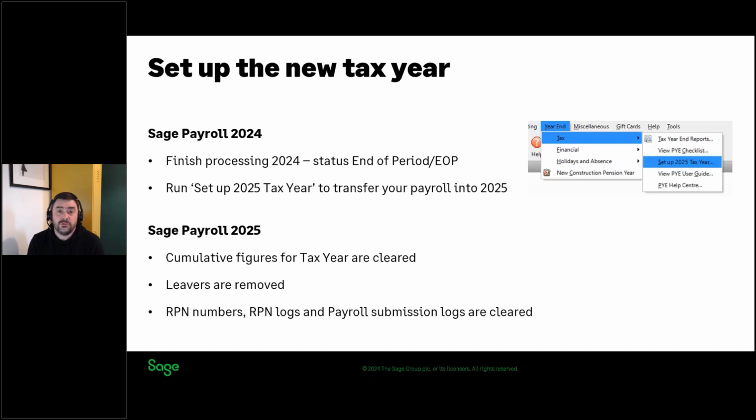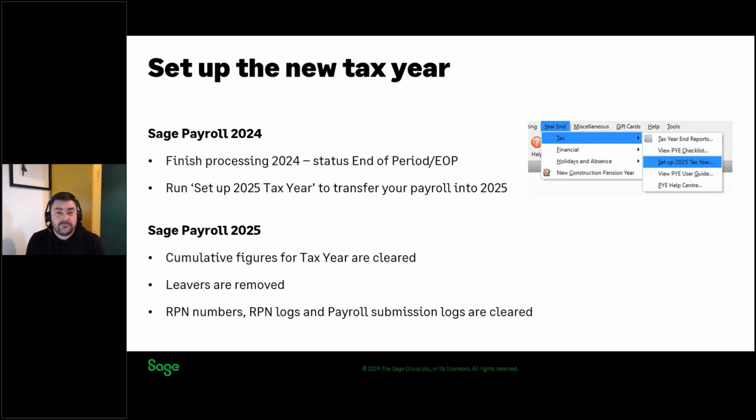Now, it is possible to set up 2025 at end of period for an earlier period in the year, but be aware if you do that, it could cause discrepancies in financial balances moving into the new year if your financial year doesn't start in January. And if you've taken on any new starters or leavers since the point you did that transfer, they won't be correctly copied across either. So what you should do is wait until you finish your last period of the year. You're at end of period, run setup 2025 tax year, and everything will then move across.